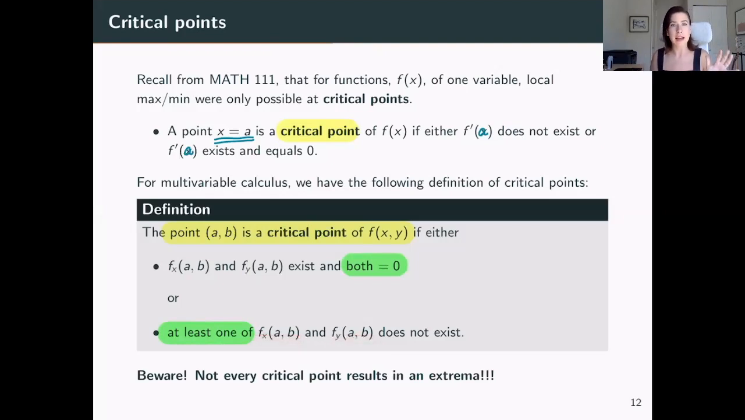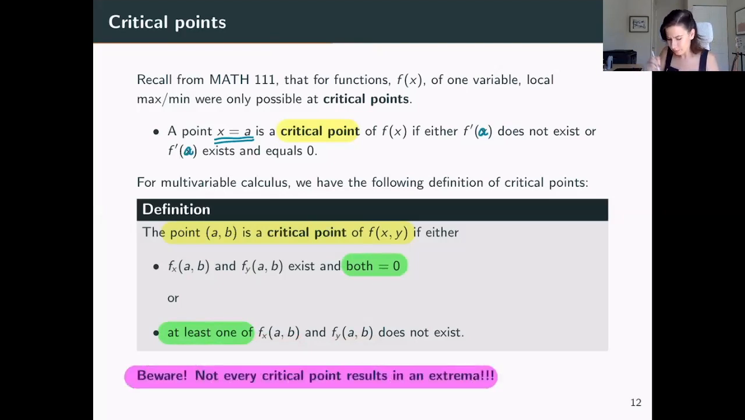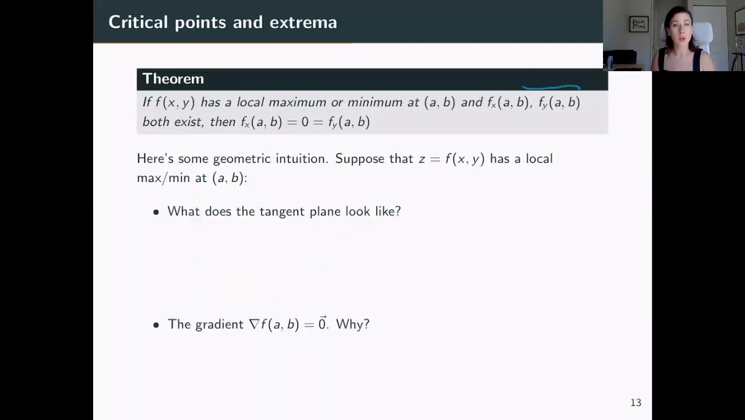So we only need one of these to not exist in order for the point (a, b) to be a critical point. Now, here at the bottom, I have in bold something to beware of, and I'll emphasize this again. Not all critical points result in extrema. This is a very common misconception made by a lot of students. We'll see in a few slides some pictures that emphasize this point, that a critical point can be critical, it can have that the derivative is either 0 or does not exist, but it doesn't necessarily result in an extreme value. We can do something with the converse of that statement, saying that, well, if I have a local max or min, what can I say about the partial derivatives?